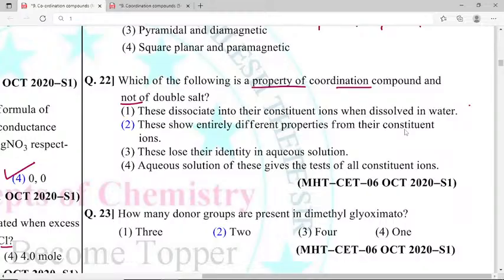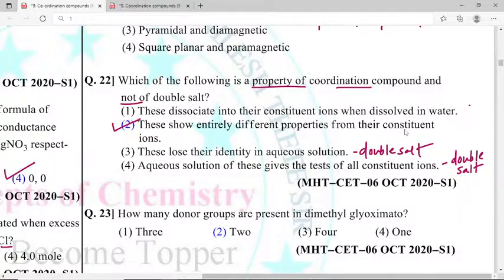These show entirely different properties from their constituent ions. Yes, so it is not a double salt. This loses its identity in aqueous solution. Yes, it is correct for the double salt, but not for coordination compounds. Aqueous solution of this gives the test of all constituent ions, so it is for the double salt, not for the coordination complex. So option number 4 is for double salt only. This loses its identity in aqueous solution, double salt.